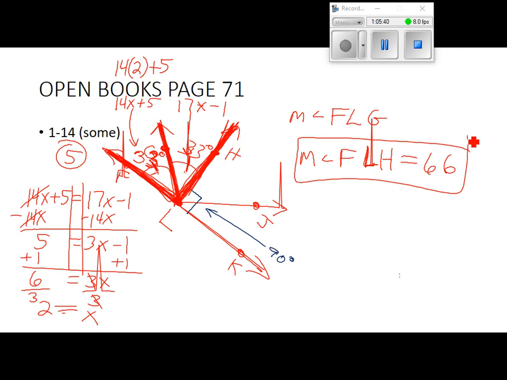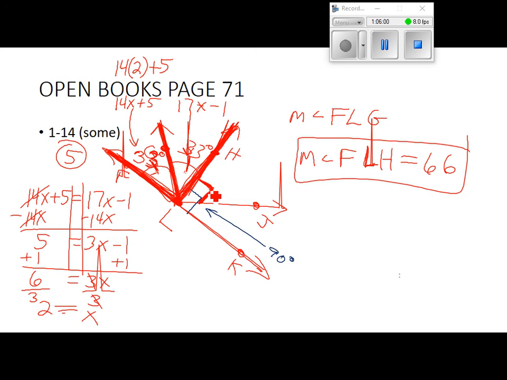Oh, I put my box in the wrong spot, didn't I? Didn't you guys tell me that? What are you talking about? That right there is the right angle, isn't it? Yeah. It's in between. It's HLJ. I put it all the way down.